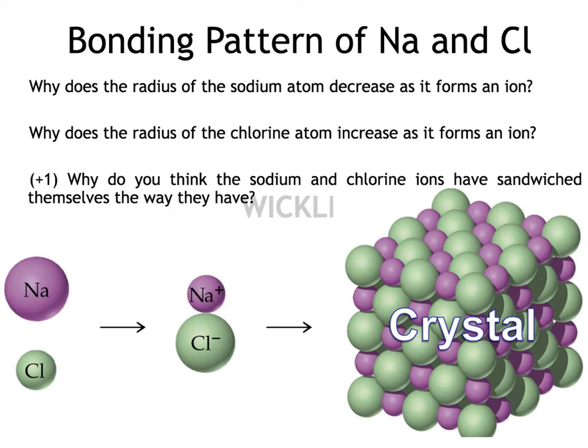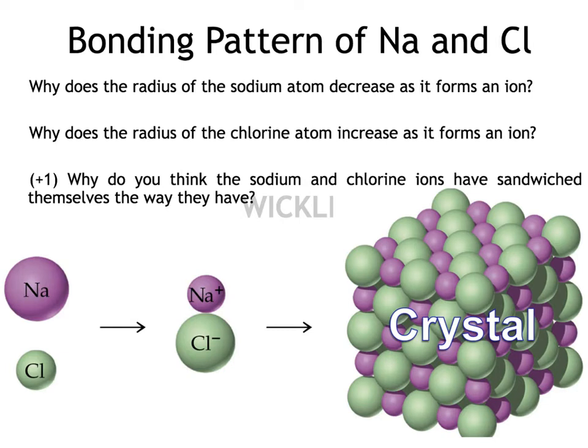All right, so I'm going to start off with a discussion of ionic bonds and their properties and the substances that are made of ionic bonds. But I need to start with the bonding pattern of Na and Cl. This is review up here at the top. I'm just going to skip right to it.